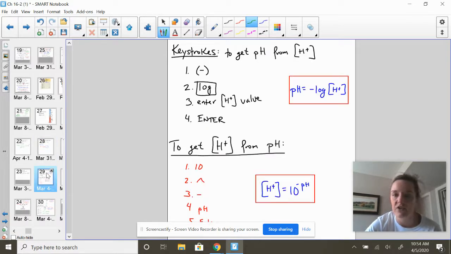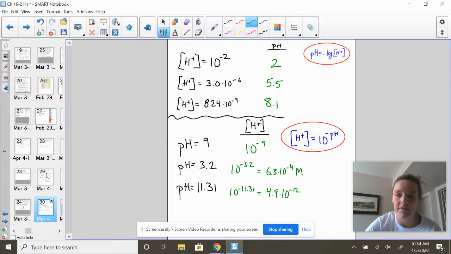Okay, let's do one more. Here are a few slides. I just want to point these out. These are the keystrokes that you would take on your calculator to do these equations. I'm going to skip them again for the sake of time, but do come back to these and practice on your own so that you're making sure to get the right values.